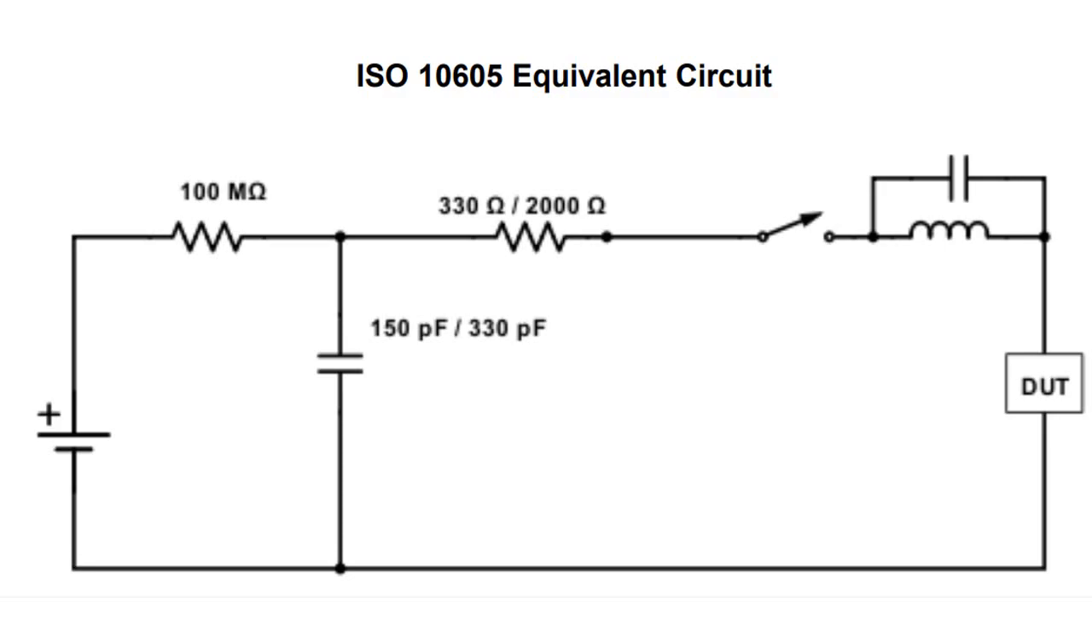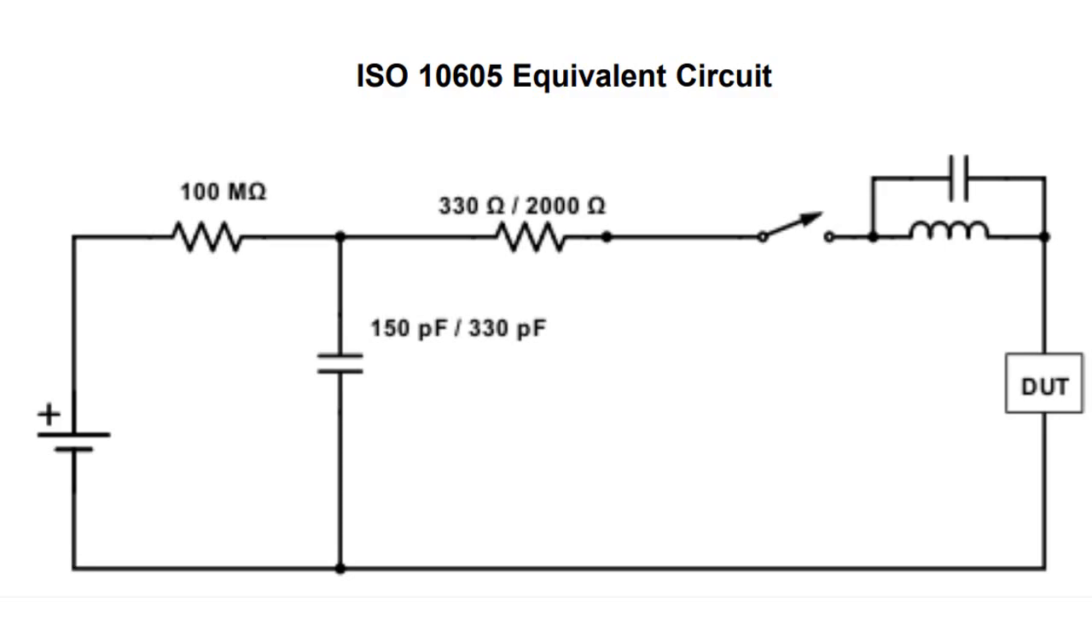The test is also done at two different capacitances, 150 picofarad and 330 picofarad. These values represent a human body inside and outside the vehicle respectively. The 330 picofarad and 330 Ω test is the highest energy current of any of the ISO 10605 test parameters, and thus is the most widely used test standard.